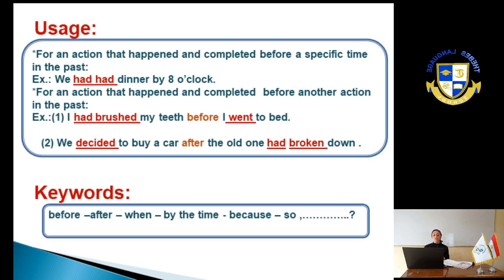Now we're having some keywords for the past perfect tense. Let's see them. Before, after, when, by the time, because, and so. And pay attention, because and so here are not going to be used as conjunctions or linking words, because according to the meaning of the sentence, you should know which usage you are going to write in your paper. The keywords for the past perfect tense should give you the meaning or the case that an action happened and completed before a specific time in the past, or two actions happened in the past, but one before the other one.